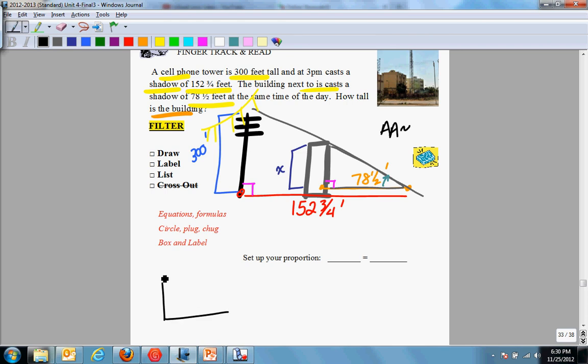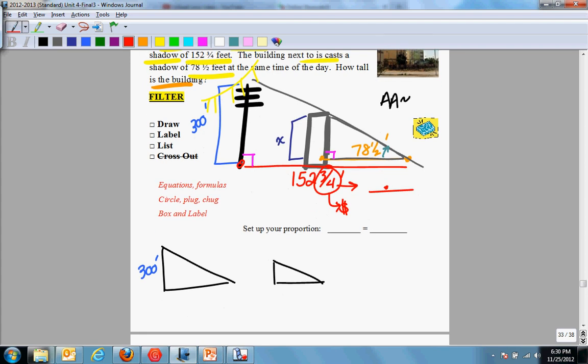And we have one triangle and then a smaller triangle. And this was 300 feet and 152 and 3/4 feet. How do you translate that to a decimal? Think 3/4 of a dollar. And that's 3/4. So this is going to be 152.75. And then our height here is what we don't know. And then we have 78.5 feet, and half of a dollar is 0.5, of course.